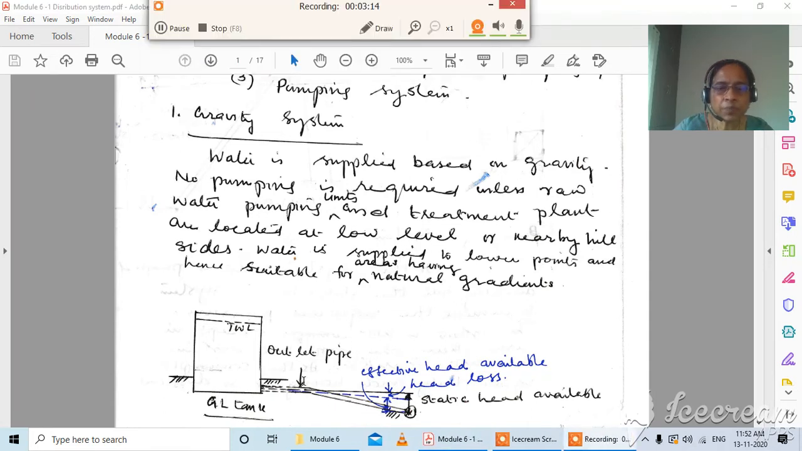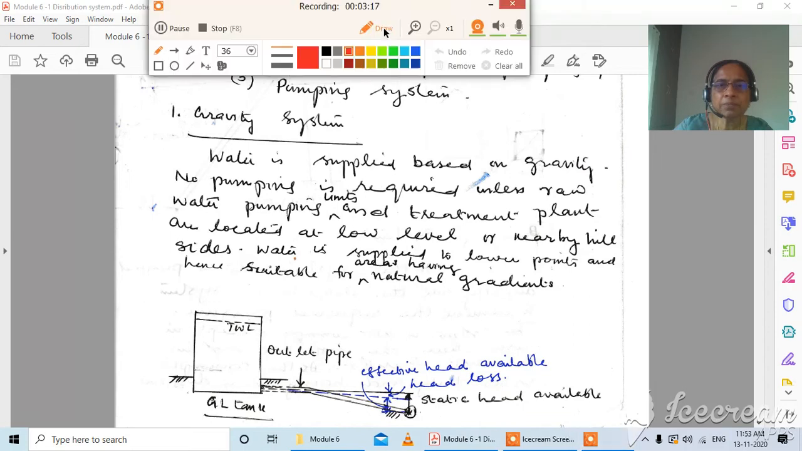Now this is the pipeline which is supplying water from the tank. So this is the main line. Now this line is laid below the ground level of the existing tank, or below the level where the tank is located. And now the first point, consider that this is the point where we want to supply. That is the first point where you want to supply the water.